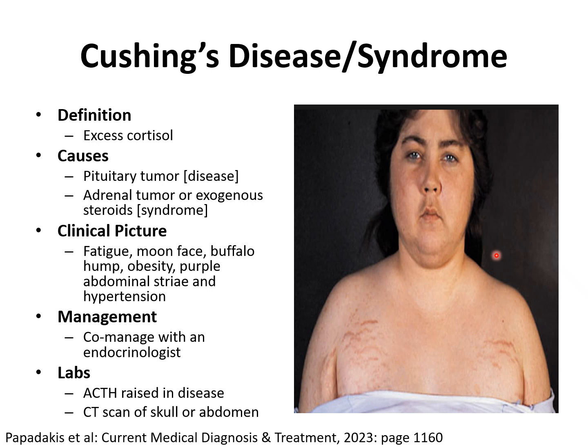Management: should you suspect a patient with Cushing's disease or syndrome, you are going to co-manage with an endocrinologist. The endocrinologist is going to order ACTH levels to differentiate between whether this is Cushing's disease or syndrome. In Cushing's disease, ACTH is going to be very high. In Cushing's syndrome, ACTH is going to be low.